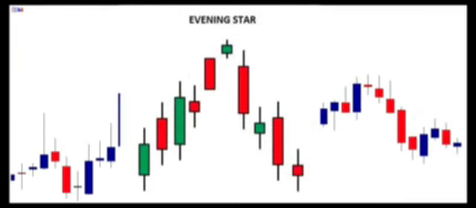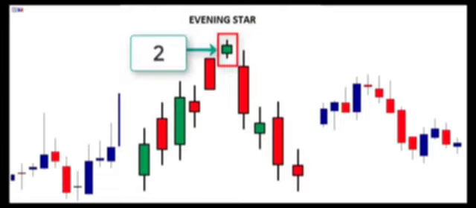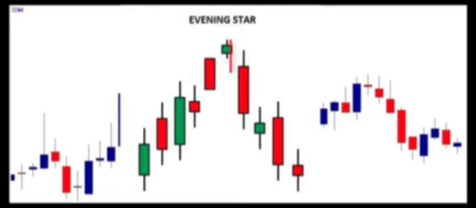The evening star is the opposite version of the Morningstar. It is a 3-candle reversal pattern occurring at market tops only. So it is a bearish reversal pattern. The first candle is bullish, continuing the trend in the upwards direction. The second candle is a small body that shows a loss of momentum, and the third candle is bearish.